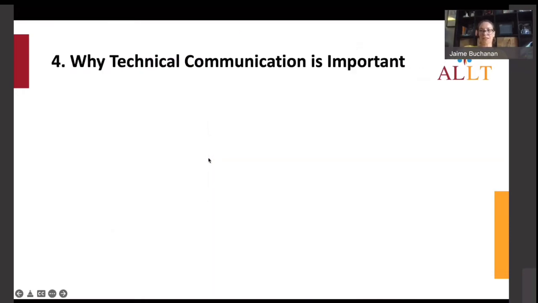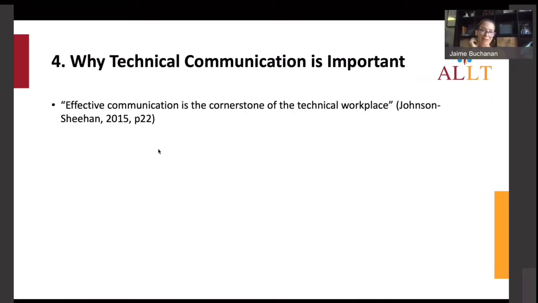So why is technical communication important? Well, our textbook would define it as being the cornerstone of the technical workplace.